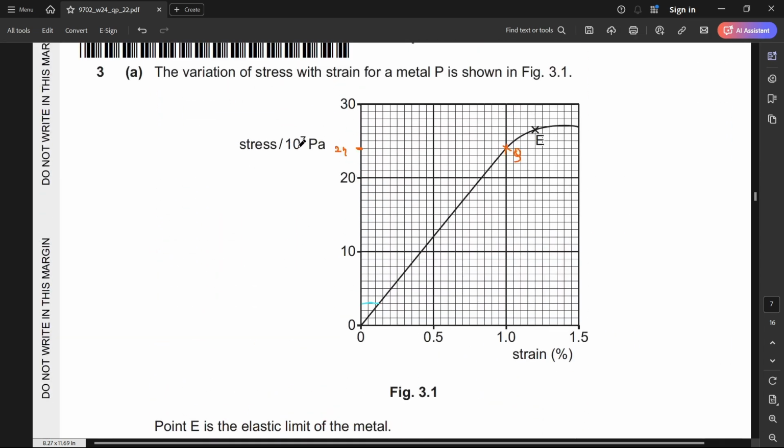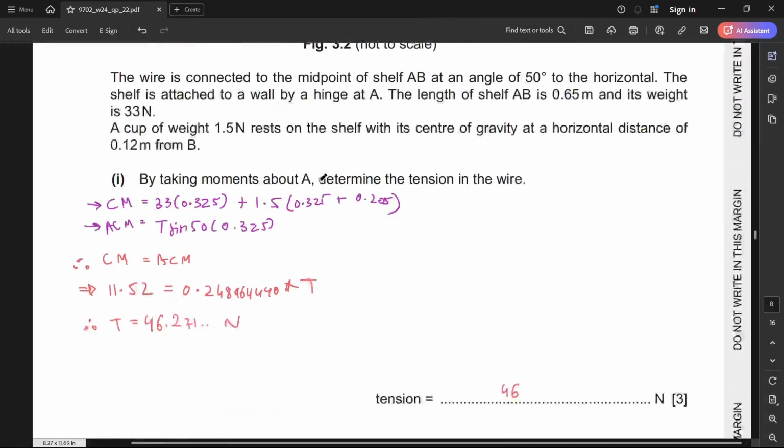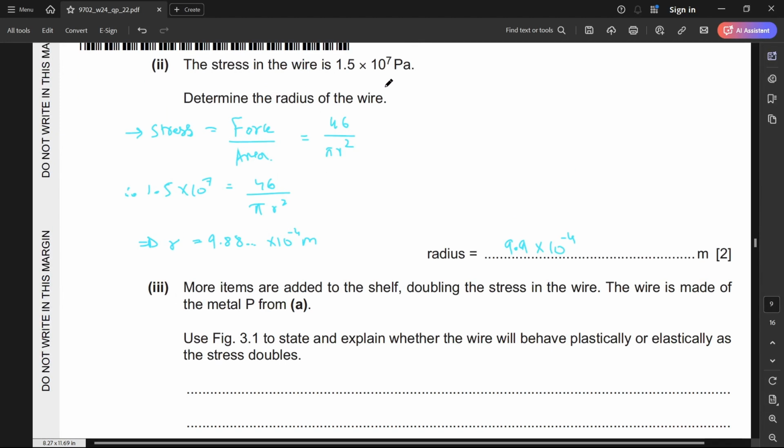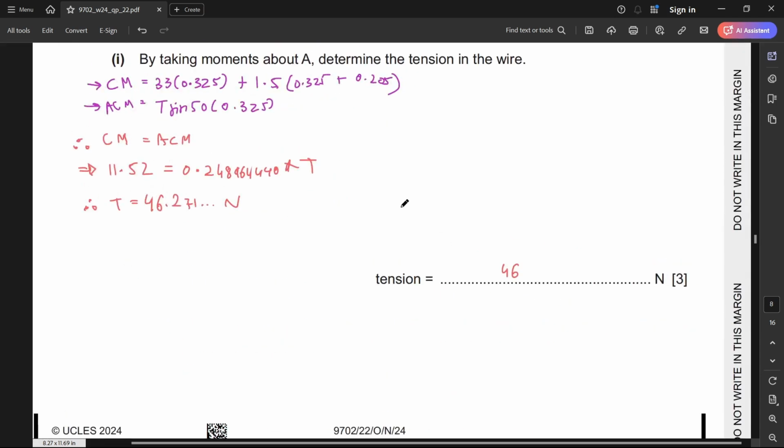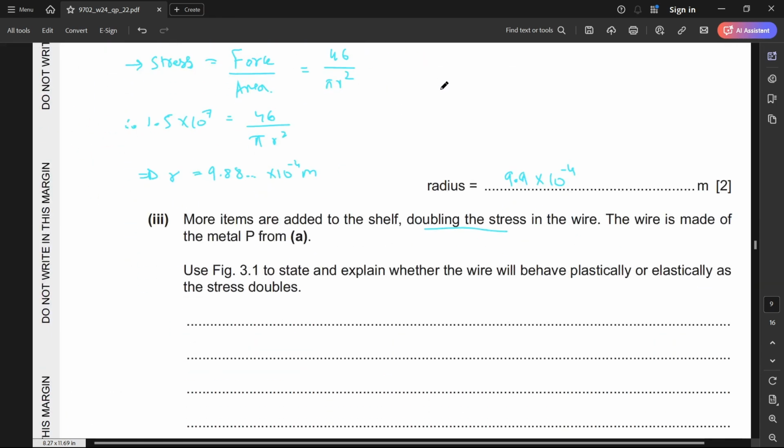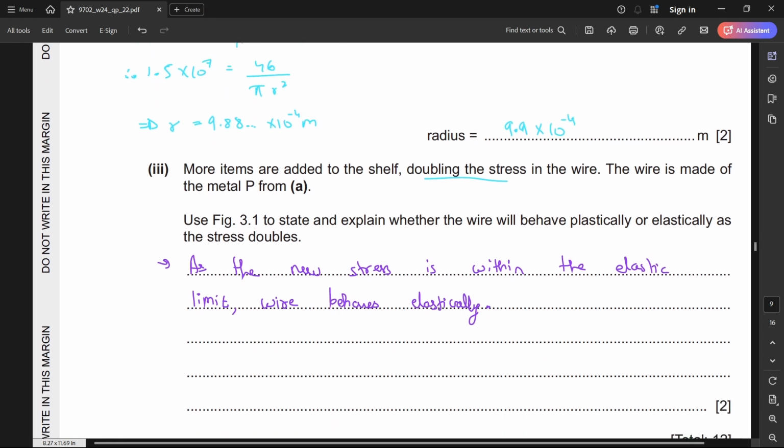I hope this is, yeah, 10 power of 7, right? This is with respect to 10 power of 7. And double the stress is going to make the value 3 into 10 power of 7. And based on that, we can say that as the new stress is within the elastic limit, the wire behaves elastically. And that will be my final answer for part 3.